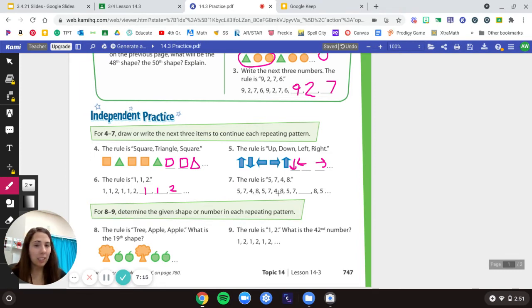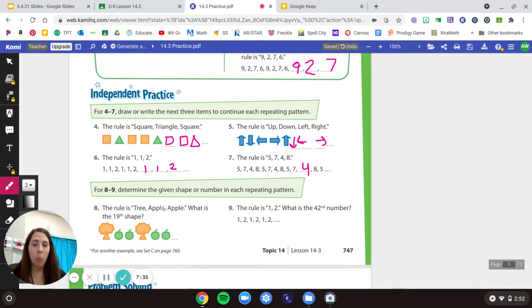All right, so now we're going to continue that rule. 5, 7, 4, 8. We have new numbers, 5, 7, 4, 8. So we have to figure out what one's missing. Well, we have 5, 7, 4, 8. 5, 7, 4, 8. 5, 7, 4.